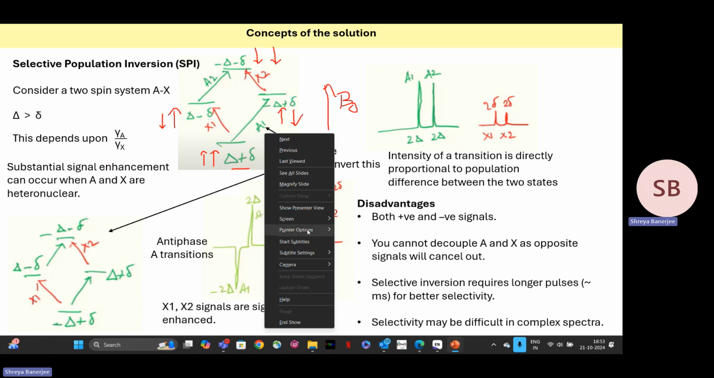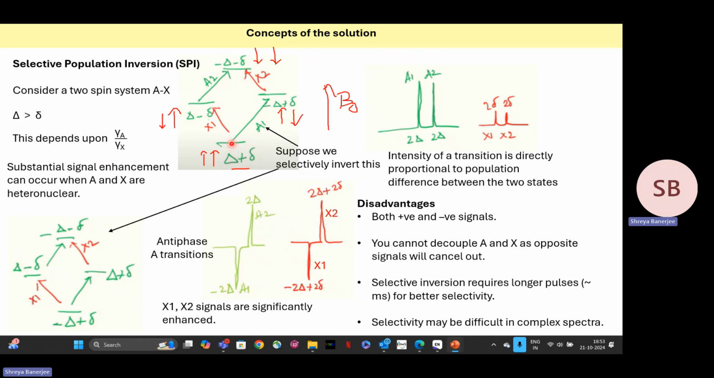So now the possible transitions. We know only single quantum transitions are possible. So it can only go from lower energy. So these 2 red lines shown are possible. X will be split into 2 lines by A, X1 and X2. And A will be split into 2 lines by X, that is A1 and A2. And the intensity of these lines is proportional to the population difference between the states.